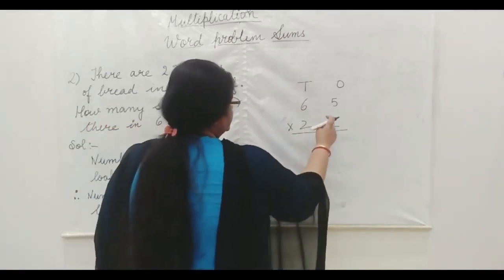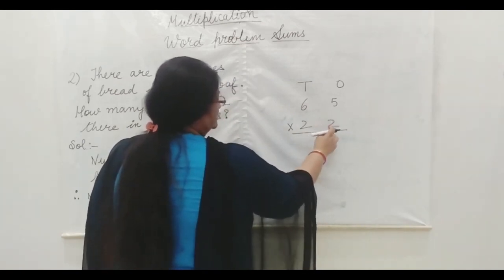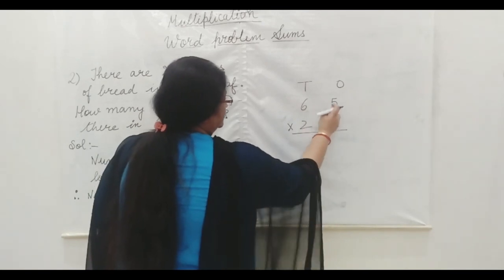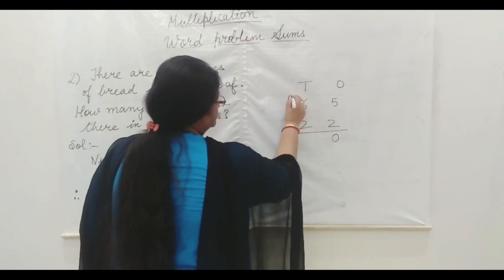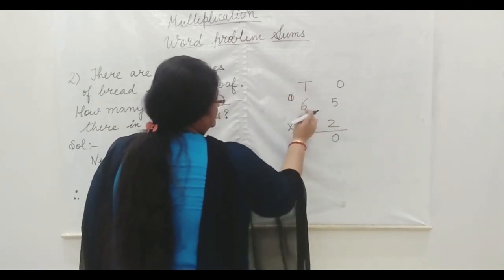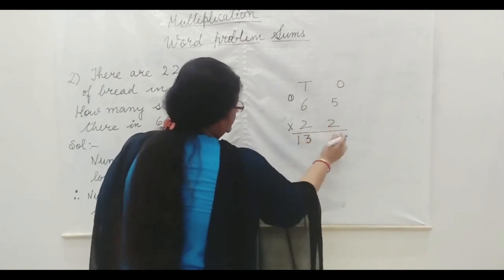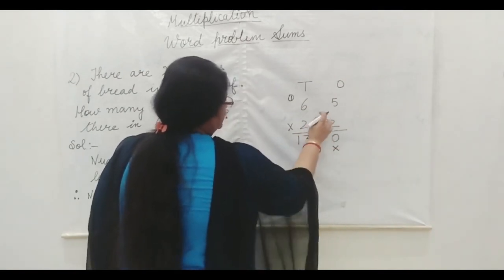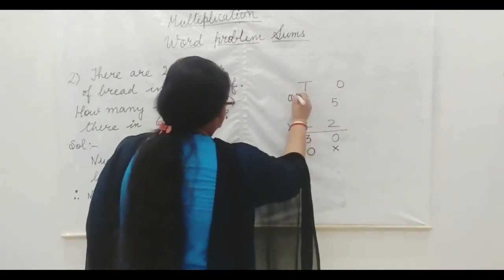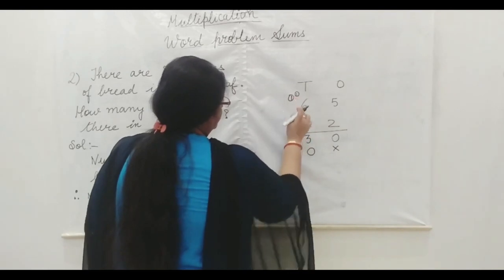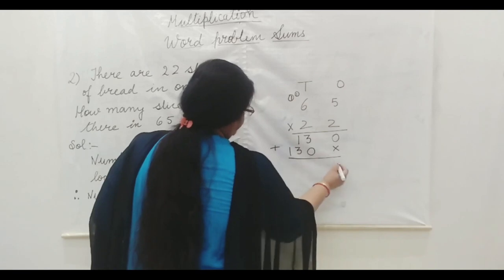Let's see. Now let us multiply first with the ones position. The digit at ones will multiply with this 2. Now 2 5s are 10. We cannot write 10 here, we'll carry 1 here. 2 6s are 12 plus 1, 13. Now since 1 is over, we put a cross here. Then 2 5s are again 10. Again 1 carry. 2 6s are 12, plus 1, 13. Now let's see how many slices are there.